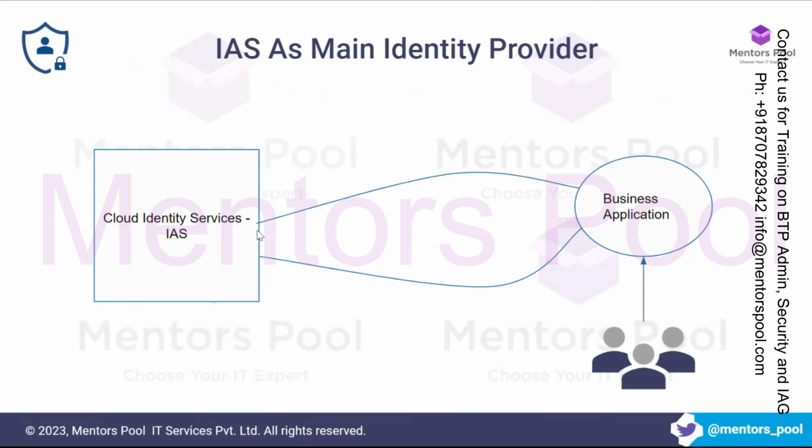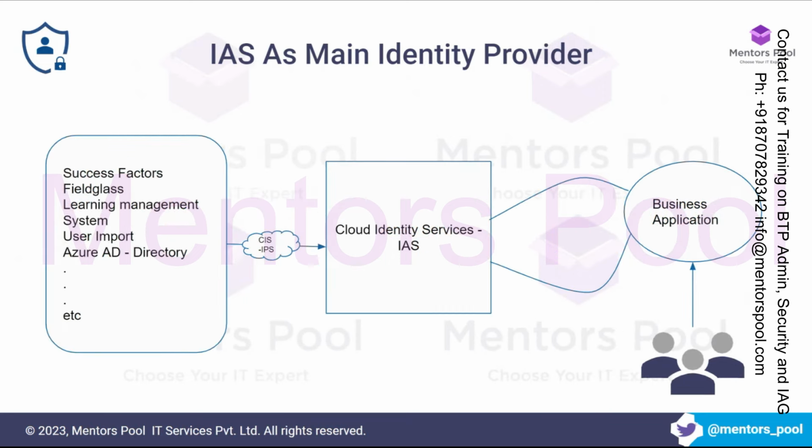So in this there is one more extension we can do. Here also IAS is having the identity data, and IAS is working as an authentication service, but how it is getting identity data is from a different system, which could be SuccessFactors, Fieldglass, Learning Management, or any user import, or Azure Active Directory, which is just an identity store but may not have any authentication service. So in this case, it imports data from these source systems into IAS. It will have all the records.